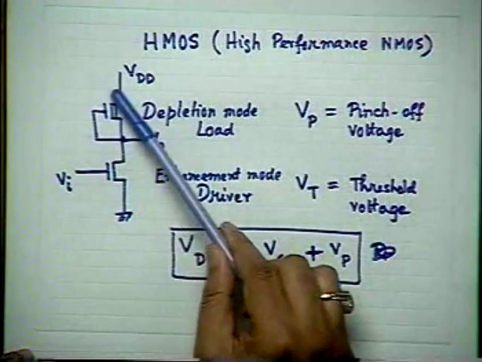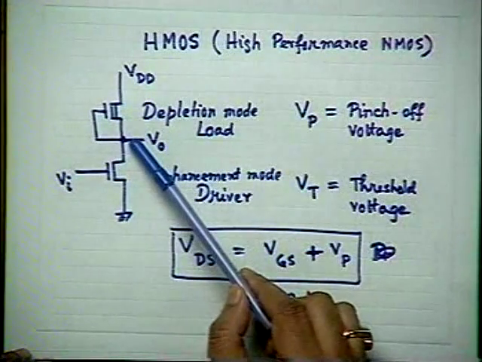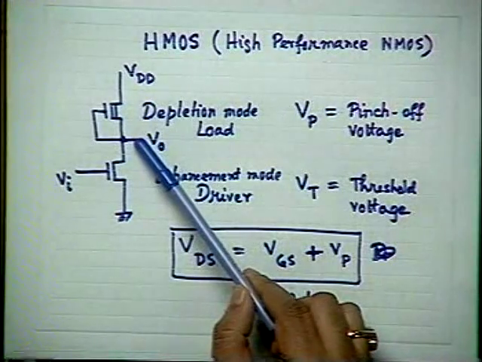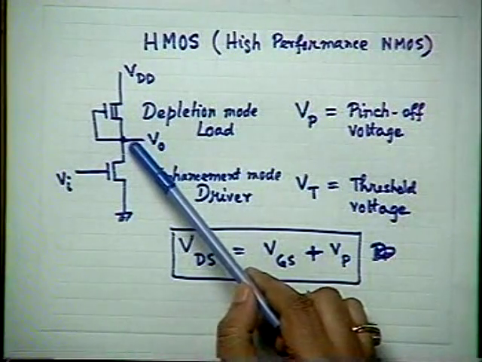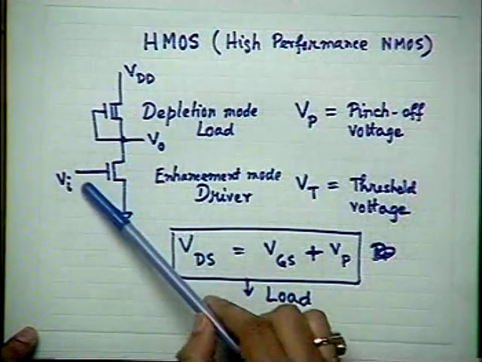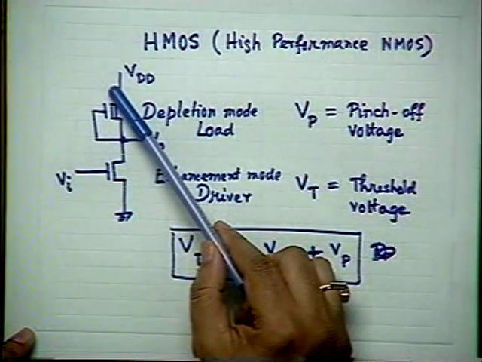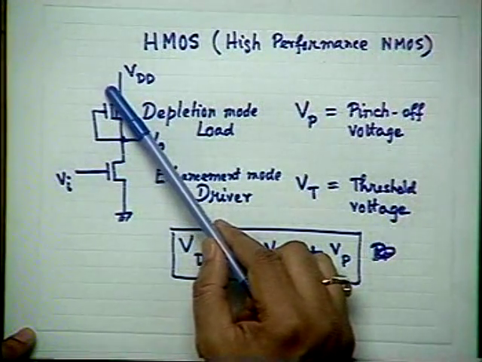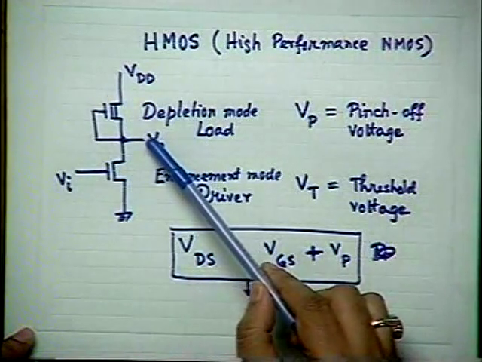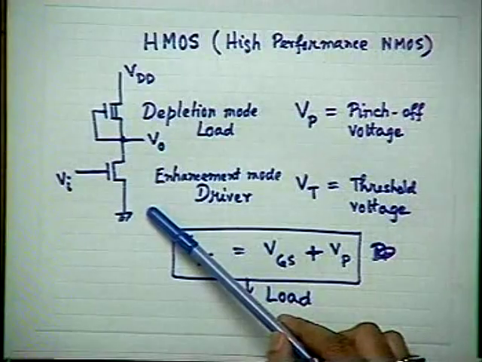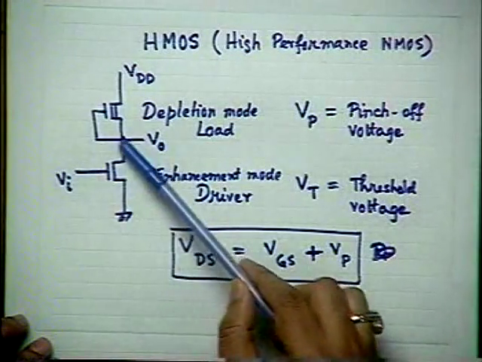And what is the VDS of this then? Low, because this is also VDD. So when VO is high, or close to the high state, this transistor, the driver, will be in saturation, whereas the load will be in triode region. And when VO is near the low state, zero state, the driver will be in linear, the load will be in saturation.